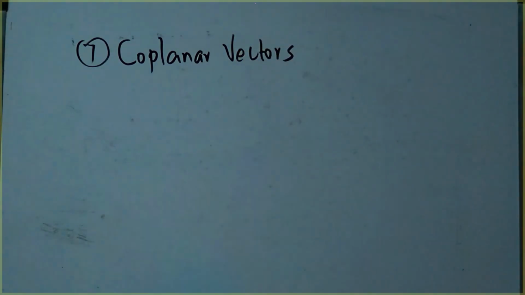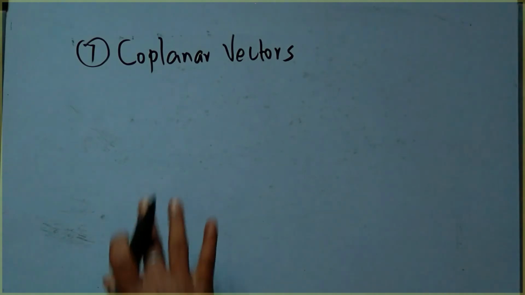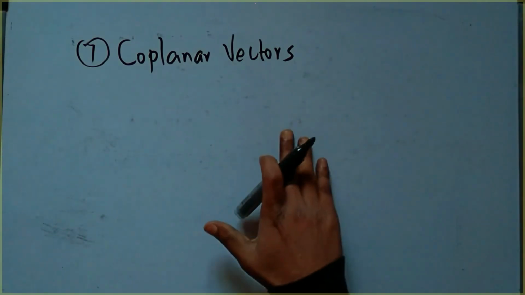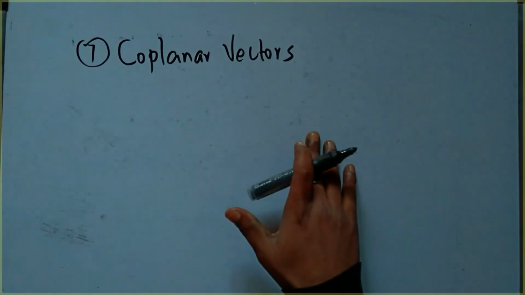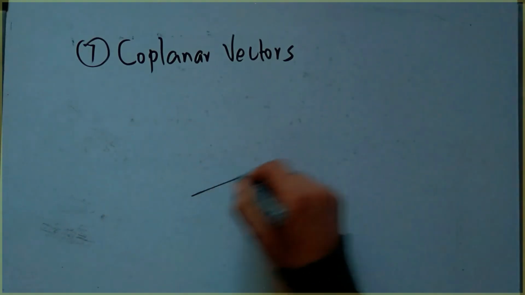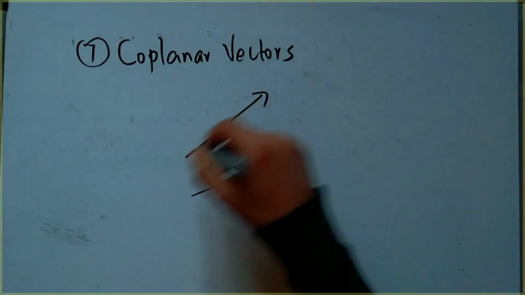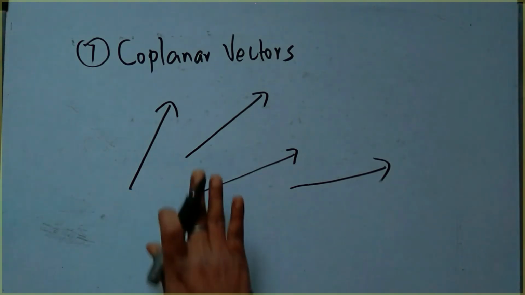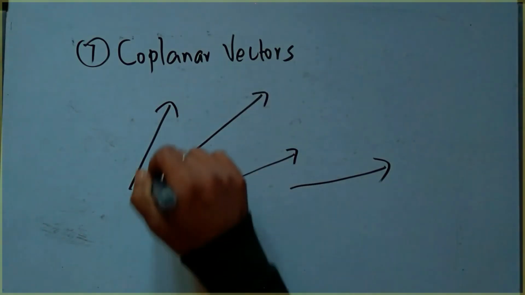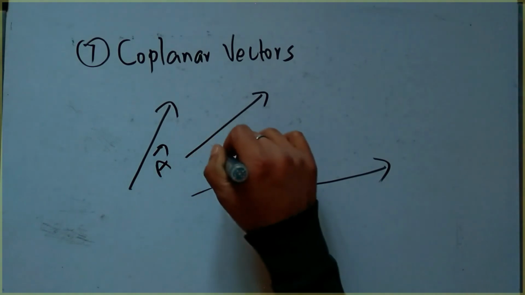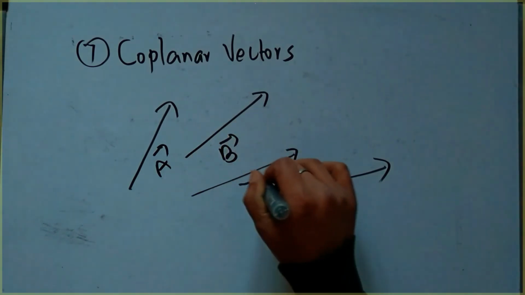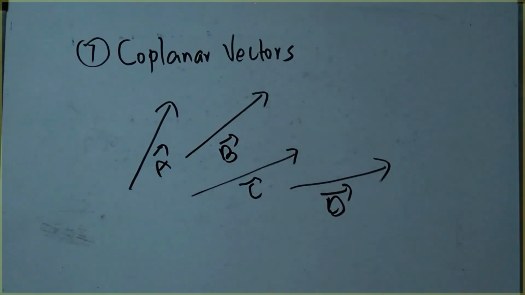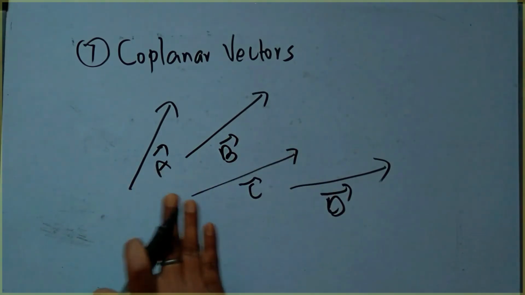What are coplanar vectors? Now this is a whiteboard. Whatever I write on this board is on the same plane. Thereby any number of vectors drawn or plotted or acting over this plane are called coplanar vectors. These vectors, vector A, B, C and D, are said to be coplanar vectors if they act on the same plane.